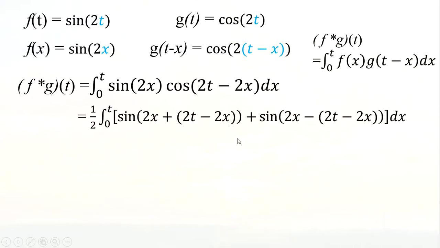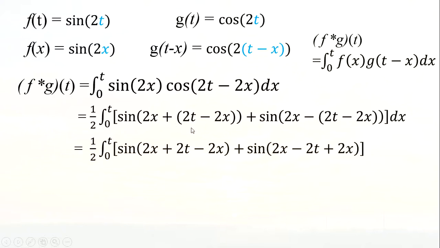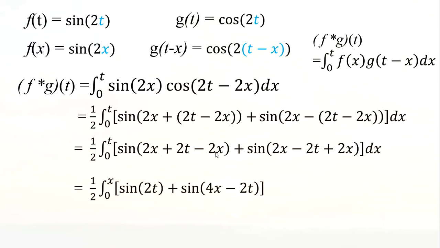Now let us make the simplification here. So we will take this plus into plus 2t, plus into minus 2x, and here minus into plus is minus 2t, minus into minus is plus 2x. So this is the simplification. Now there is a possible cancellation here. You can cancel this 2x with this 2x. So the next step is you have sine 2t plus sine 4x minus 2t. We have simplified into 4x now.